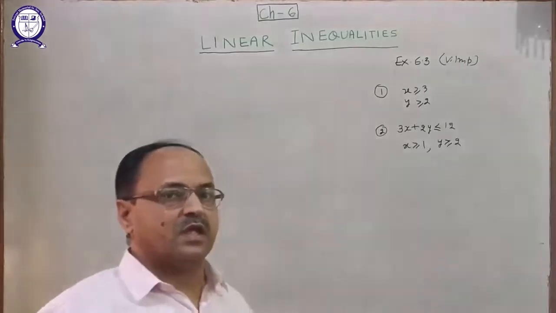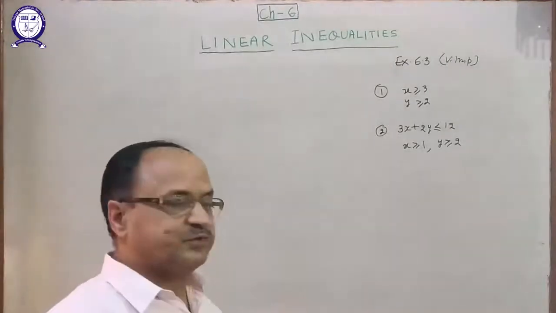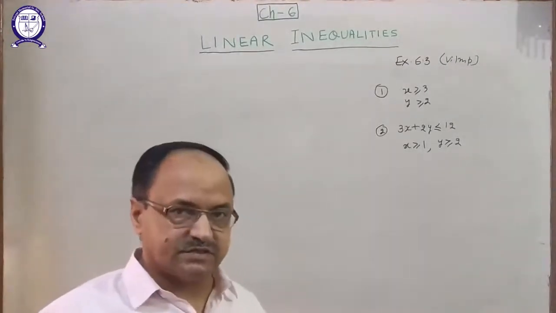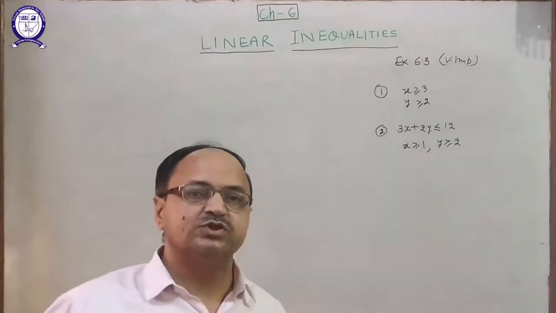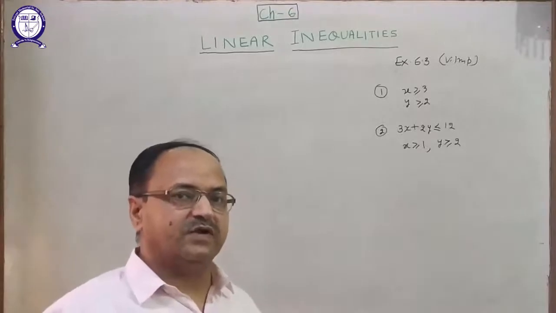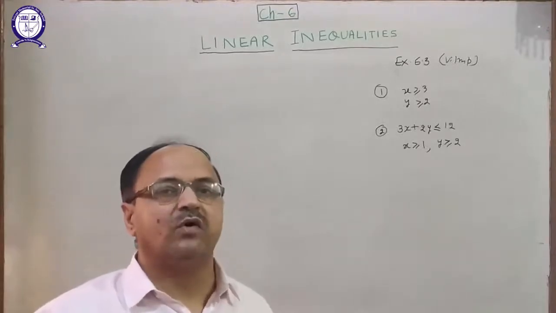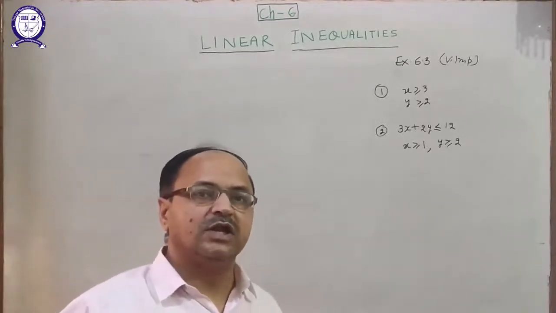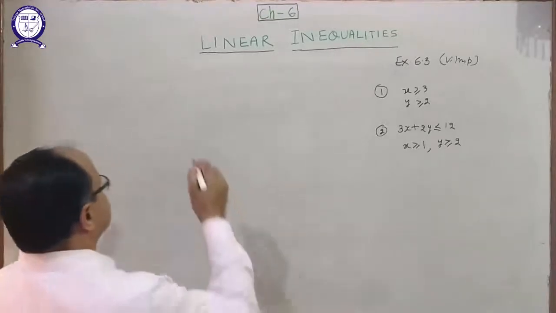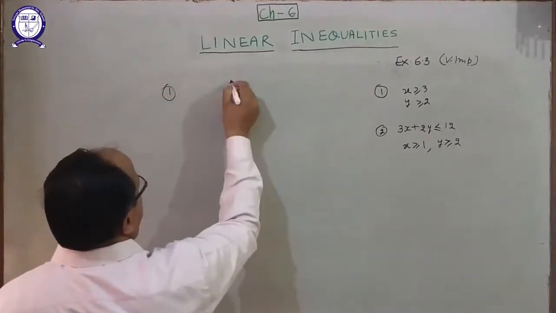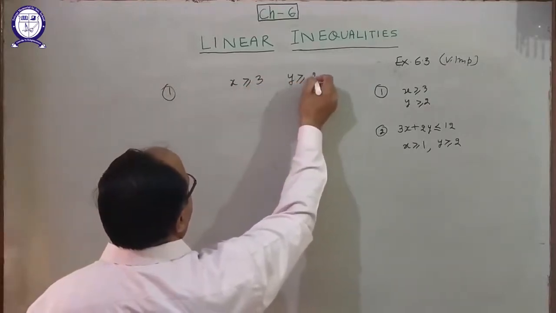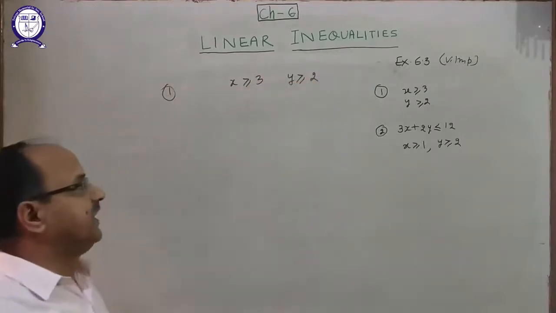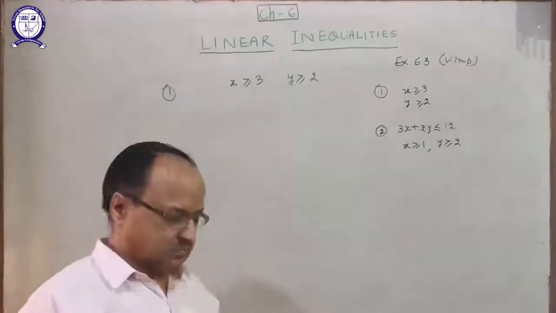Correct? In exercise 6.2, we solved only a single equation. But in this exercise, there are two or more than two equations, and we have to find the common solution of all the linear inequalities. First, x greater than or equal to 3, y greater than or equal to 2. Find the common solution of both.